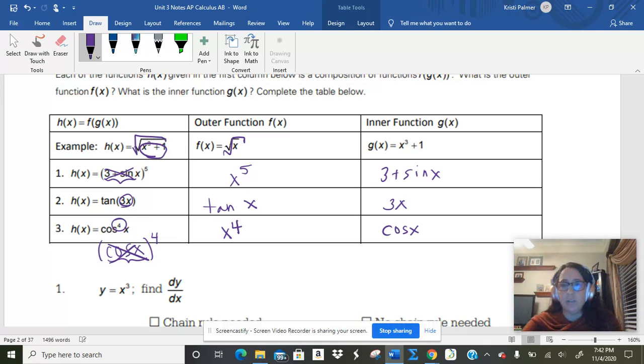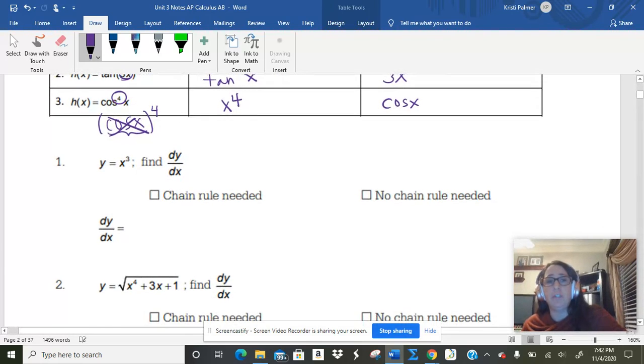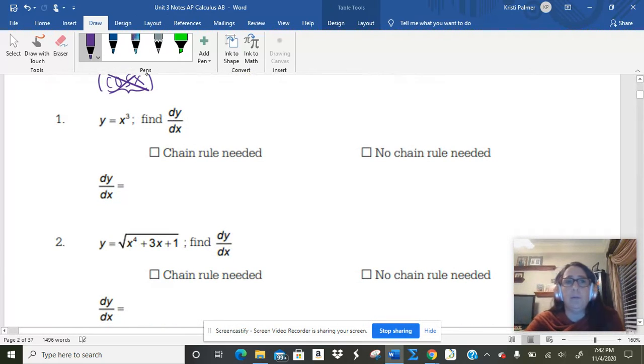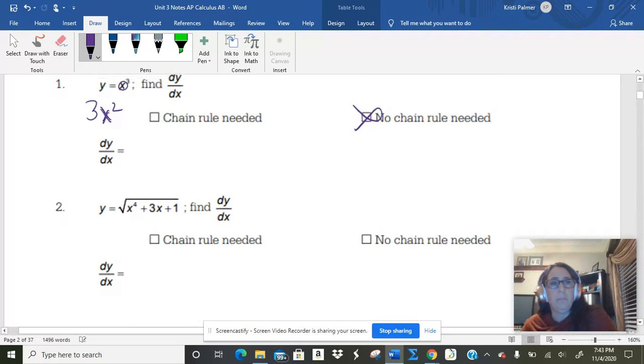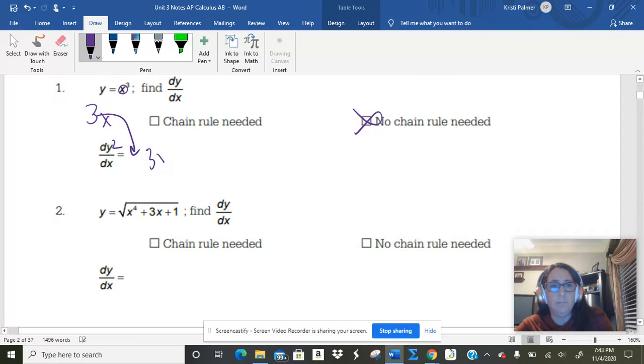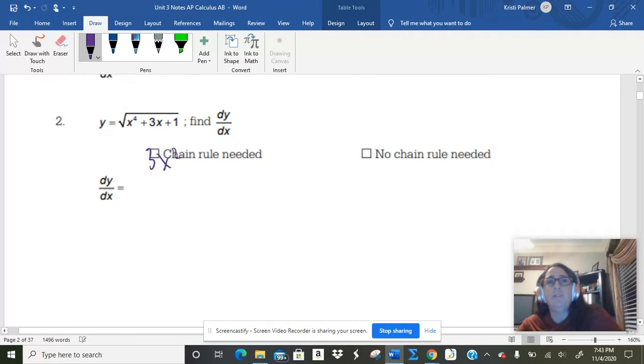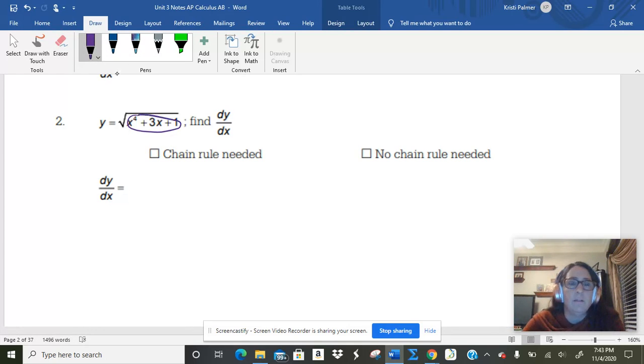So it's good as you're doing these to know, well, when am I going to use a chain and when will I not? So on this one, you can see, even though it's like 2 1/3, the inside is just an x. So we don't need to do a chain rule. That's just the 3x squared for the derivative. Here, I do have an inside. This inside is not just an x. So I do need a chain rule.